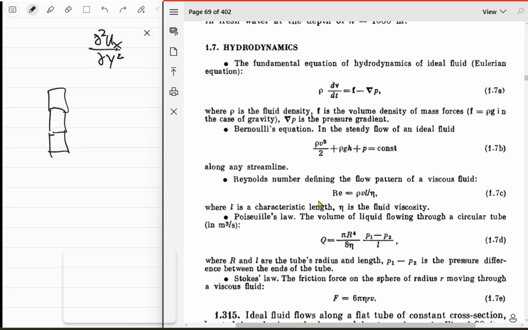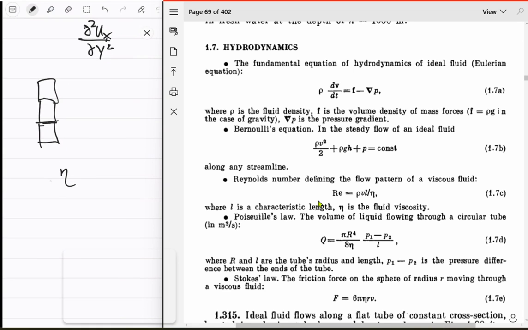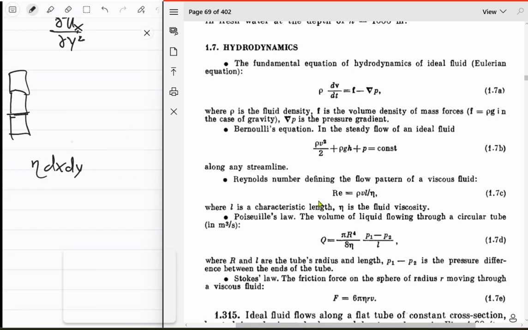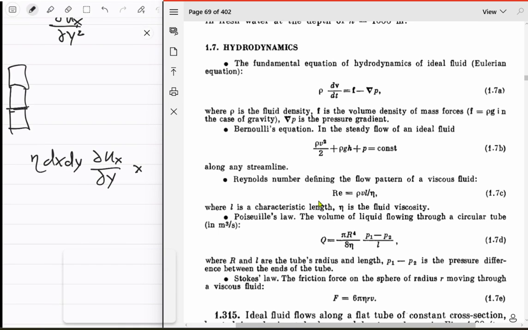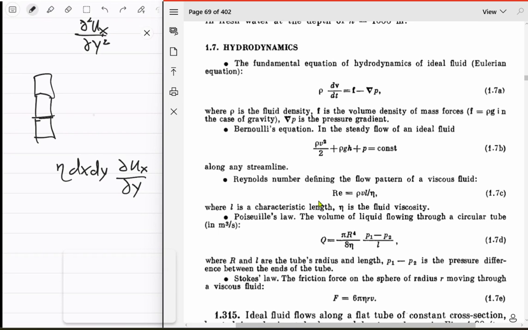The force between this and that, that will just be what? That will be eta times this area, which is just dy times dz. No, wait, not dy times dz. It's something different, I think. This is our y direction, right? It should be dx times dz. Okay, so eta dx dz, and then you have the velocity gradient, so just partial ux upon partial y. This is in the x hat or i hat direction. So that's the force, right, put on it by this.